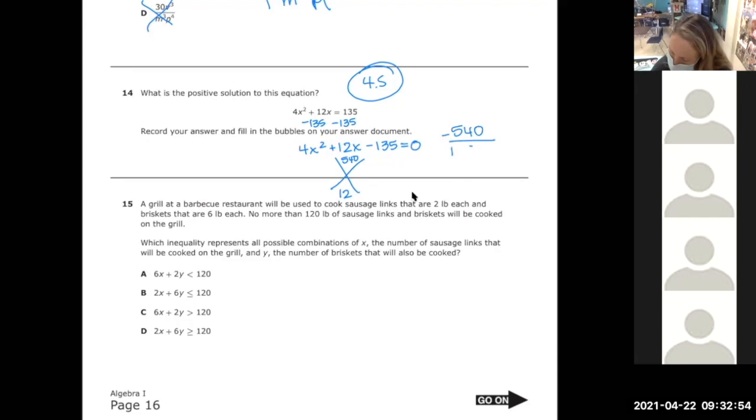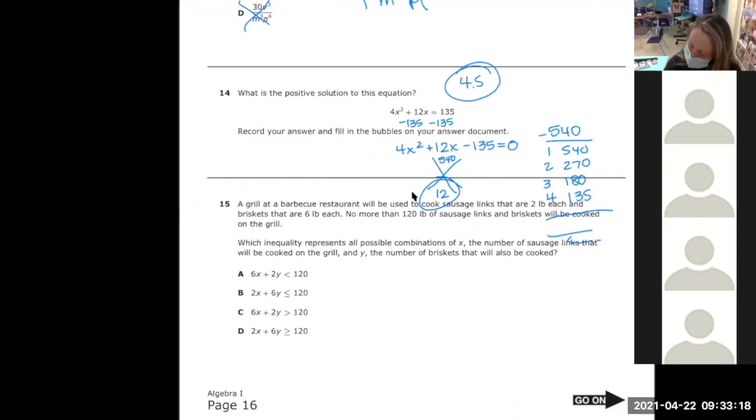So that'd be 1 and 540, 2 and 270, 3 and 180, 4 and 135. And you would just keep going until you found 2 that added to equal 12. Oh my gosh, this problem sucks. Okay, well, you end up getting 4.5.